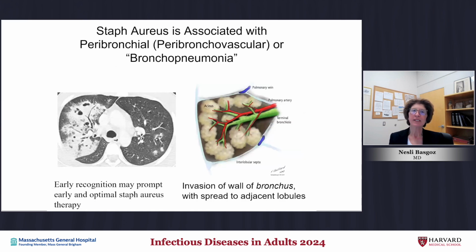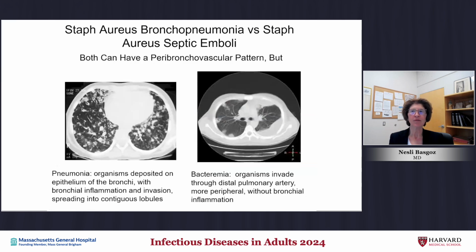So Staph aureus is associated with a peribronchial, so-called peribronchovascular, or bronchopneumonia. And on the right here, you see the bronchovascular bundle. And I call this the lollipop sign, which is staph invading through the wall of the bronchus with spread to adjacent lobules. These may coalesce, but initially they may look like these peribronchovascular nodules. And here you see coalescence, although not in a lobar pattern. So when you see this, think of staph, and obviously with flu, think of staph.